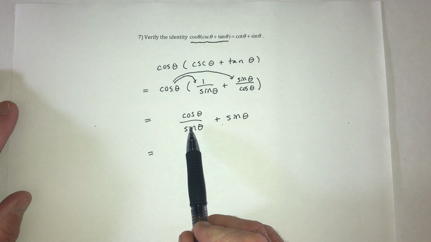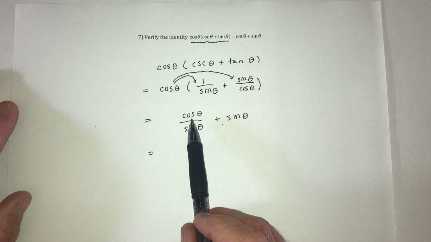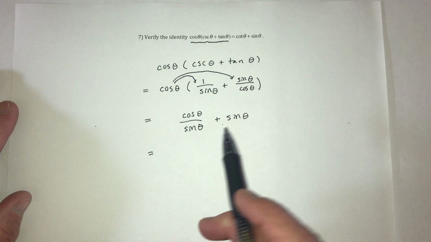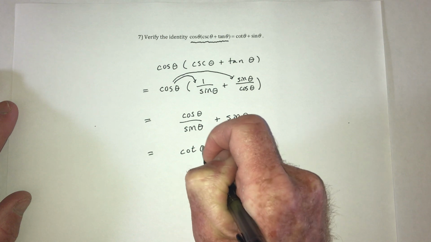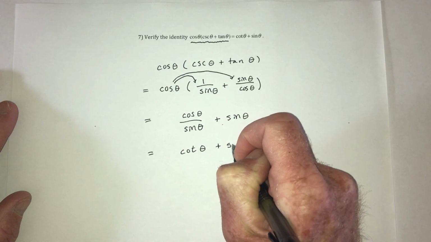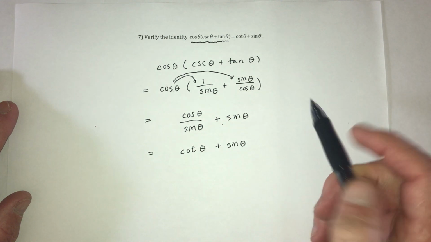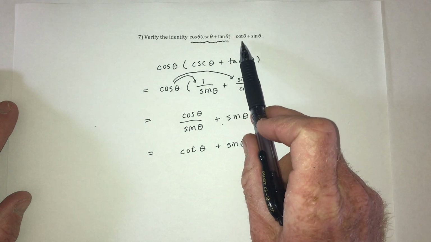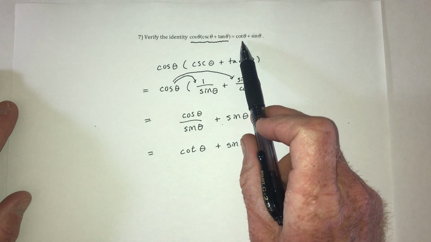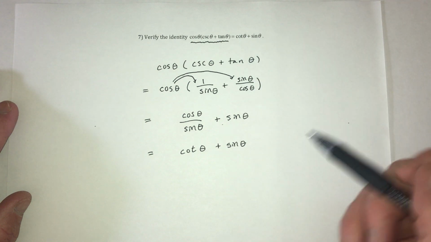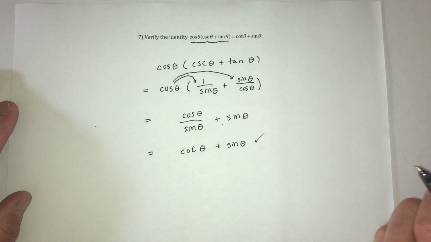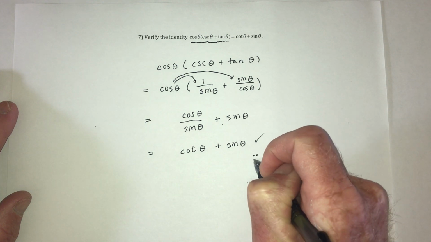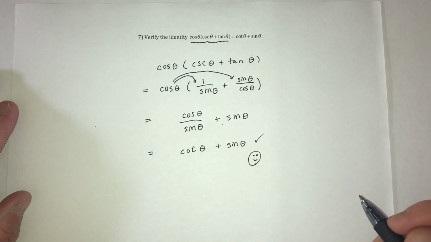Then I look at this one and I'd say, well, if it was sine over cosine, that would be tangent. Because it is the reciprocal, it is cotangent. So this is cotangent of theta plus sine of theta is what I've got. And in the directions, it said prove that it equals cotangent plus sine, which means I did it, I'm done. So you could put a check mark to say you're done. You could put a little happy face. There, we're finished.